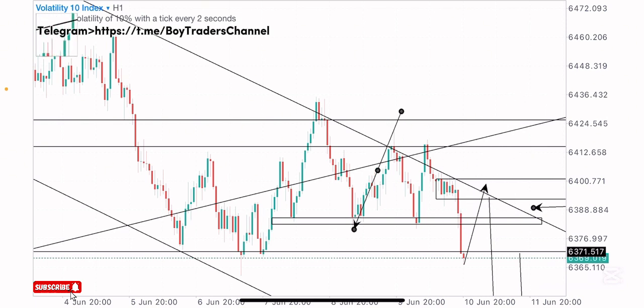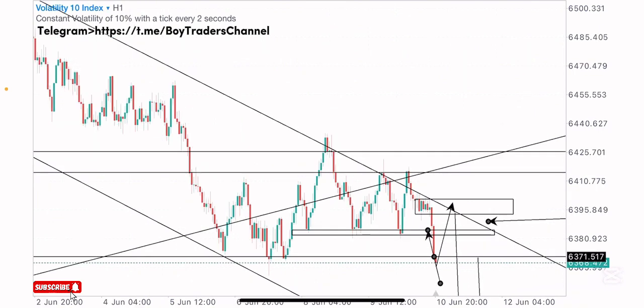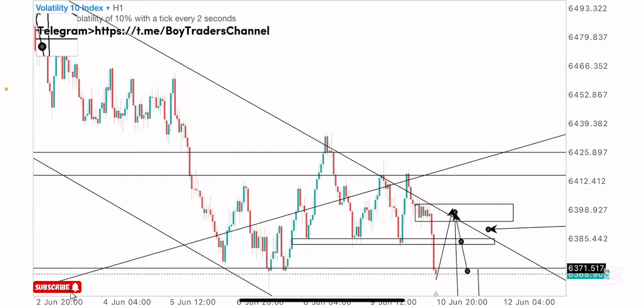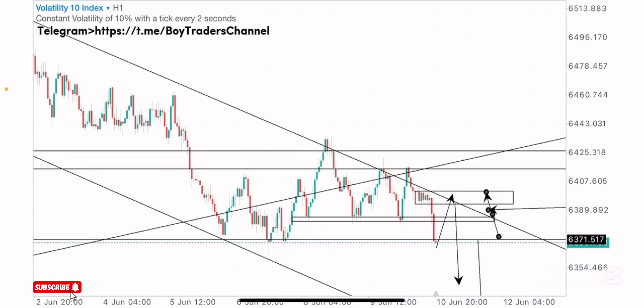If price can approach this level of support, now broken and turned resistance, I would look out for confirmations on a lower time frame like the 15-minute or the 5-minute time frame before taking the sells on this level. And if there's no confirmation, I would have to wait for price to push up to this other block zone to short this index.